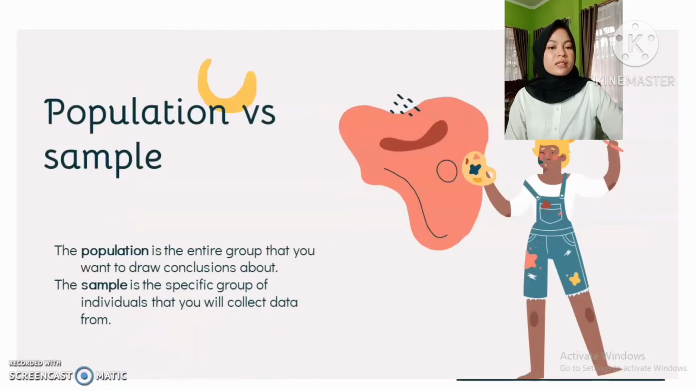Next, you need to understand the difference between a population and a sample and identify the target population of your research. First, the population is the entire group that you want to draw conclusions about, and the sample is a specific group of individuals that you will collect data from.